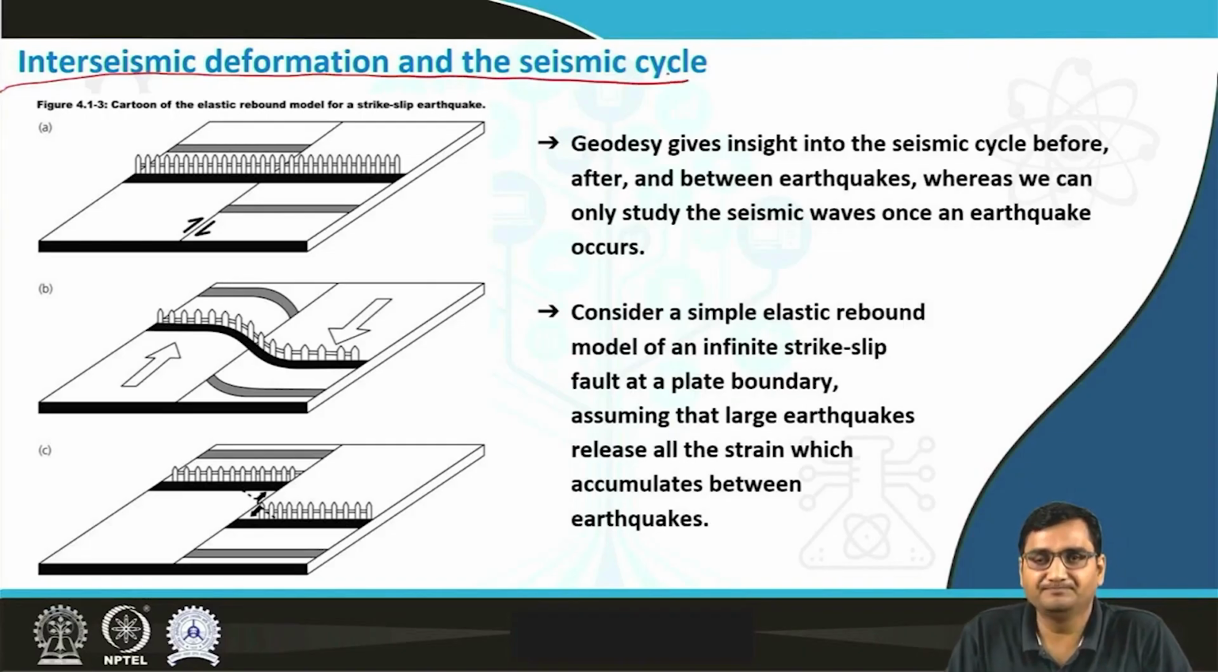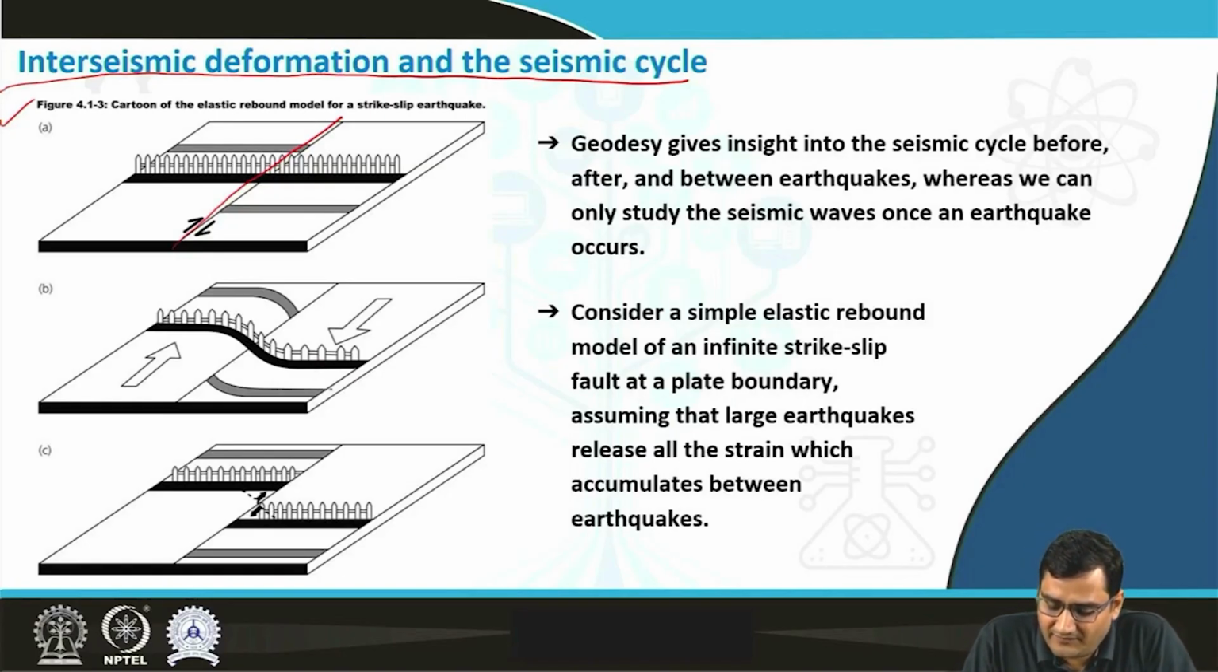If you look at this figure, you have seen it previously as well in the case of the elastic rebound theory, which was given by H. Reid in 1906. You can see there is a fence and a fault boundary, and there are two blocks which are moving in opposite directions in a strike-slip fashion, and the strain keeps on building up.